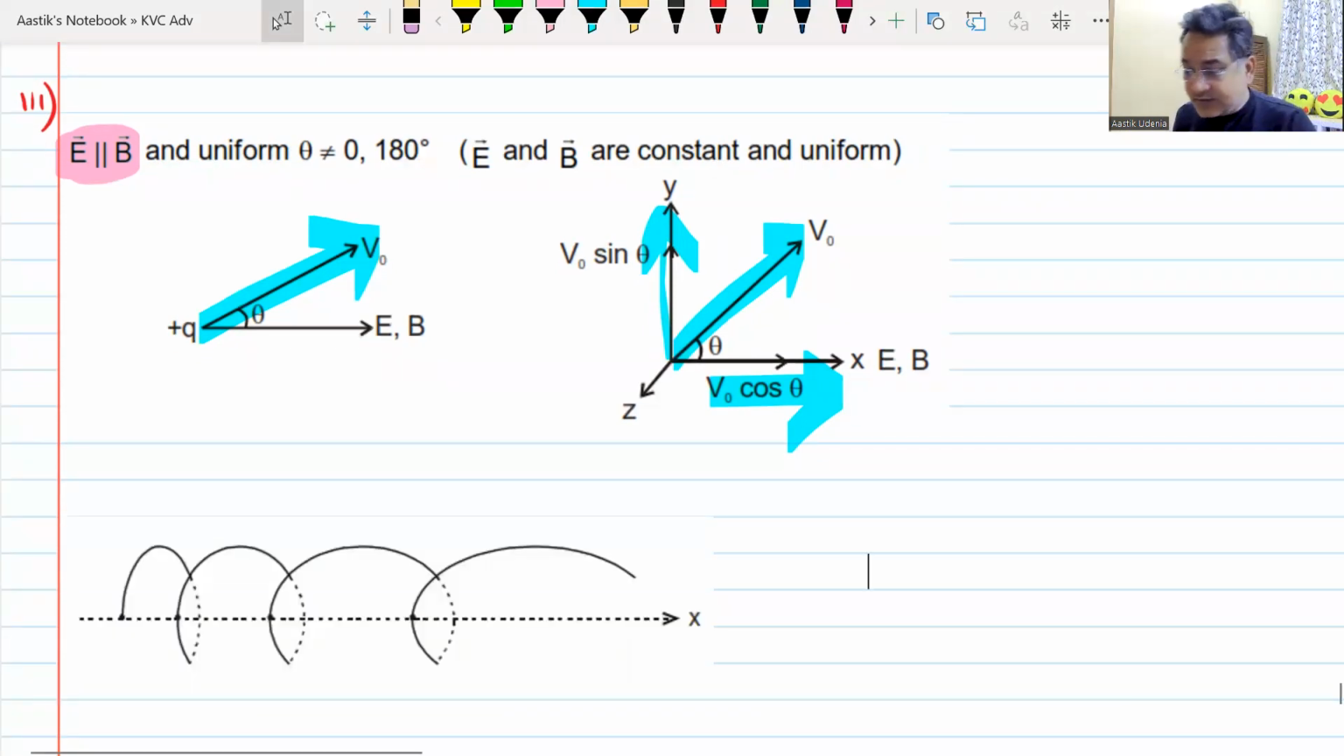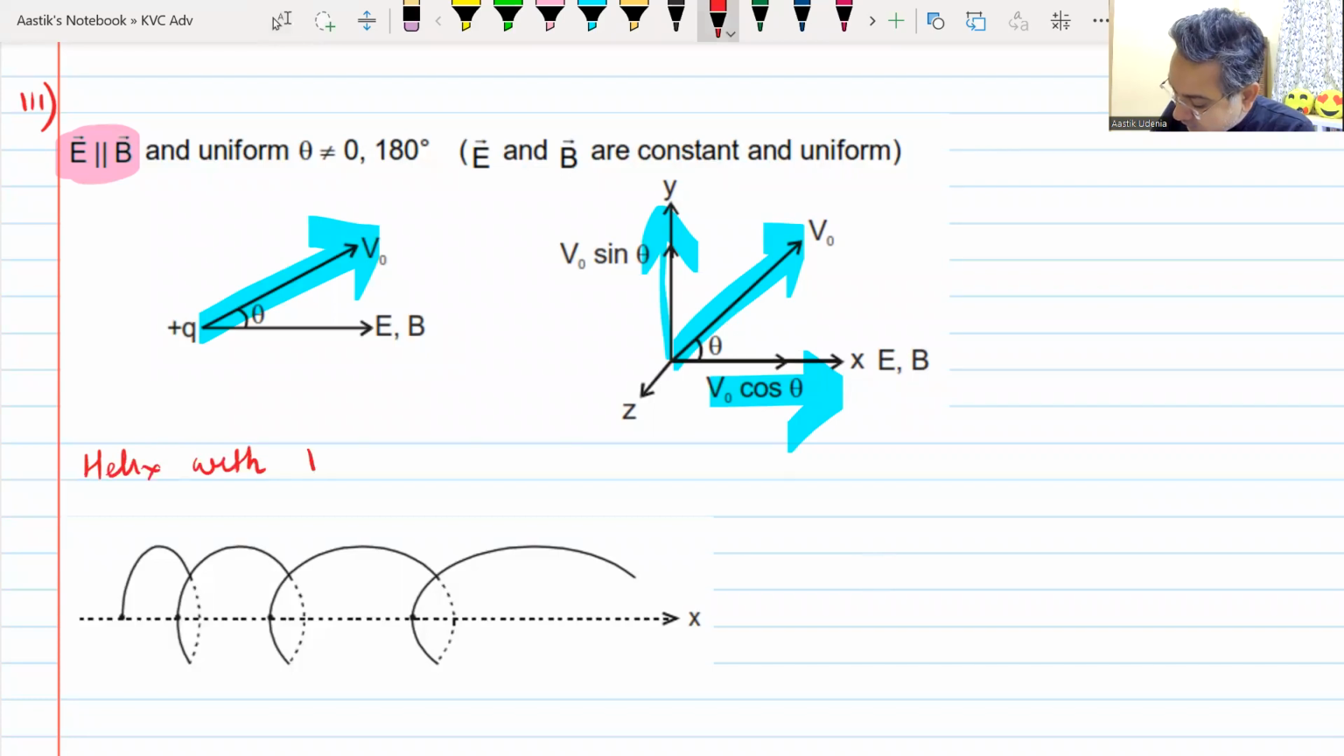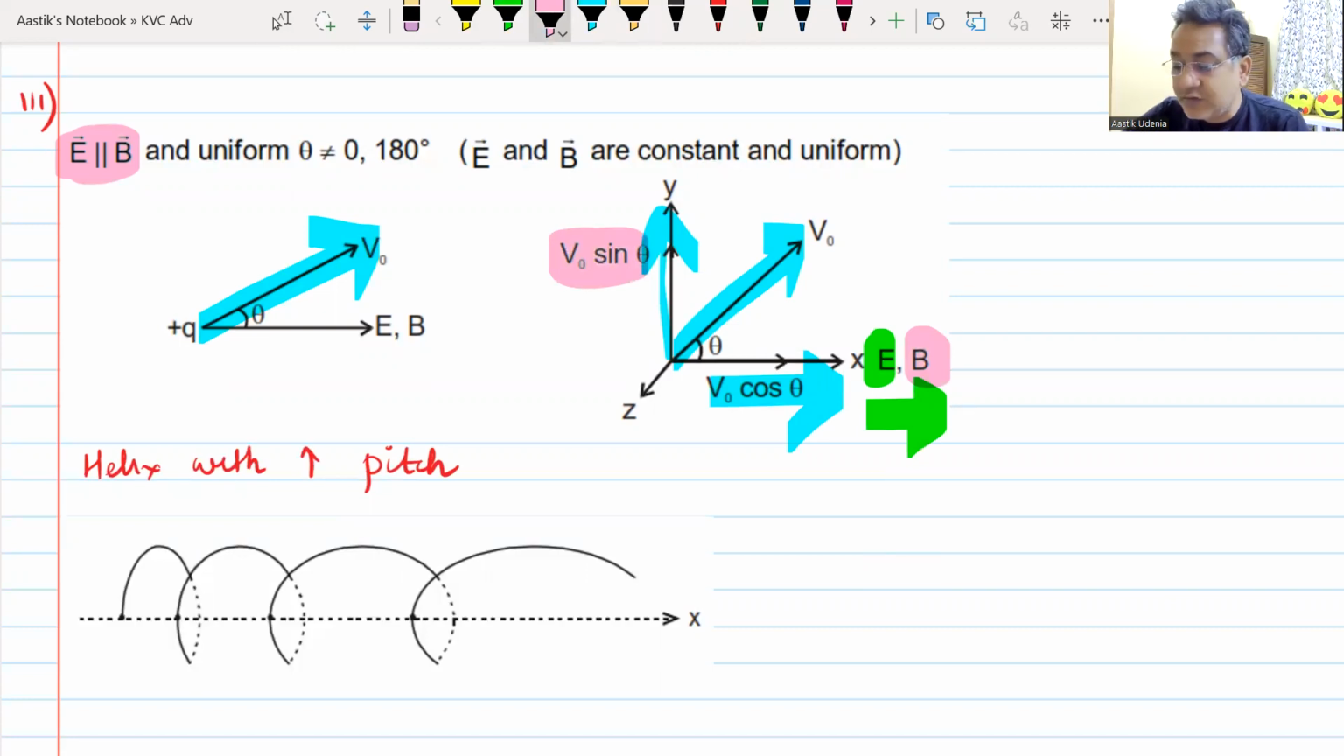It will have a motion like this. Again, this is the same path, a helix with increasing pitch. The pitch of this helix will keep on increasing because of this electric field. The velocity will keep on increasing because of this magnetic field and this component of velocity.